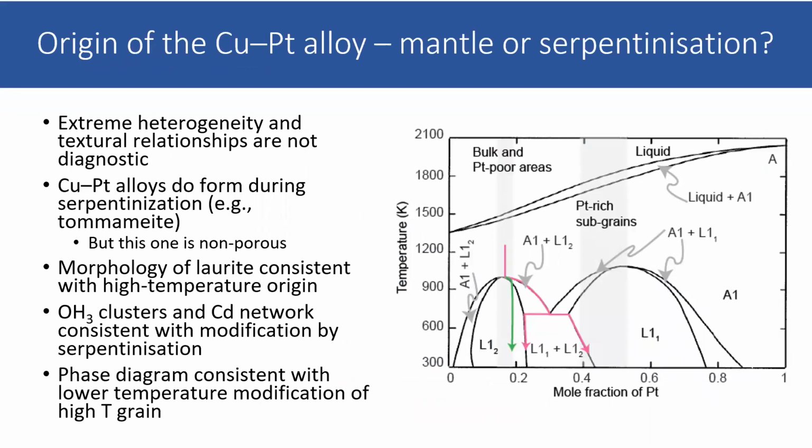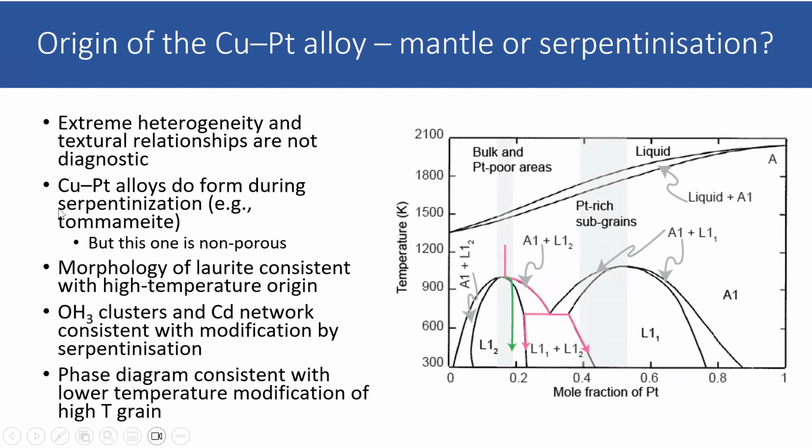Okay. So the purpose of this work was to think about whether we can remobilize the HSEs by serpentinization. So it's relevant to think about the copper platinum alloy. Neither the heterogeneity nor the textural relationships are diagnostic. You can get both of those in mantle-hosted alloys that show no evidence of alteration.